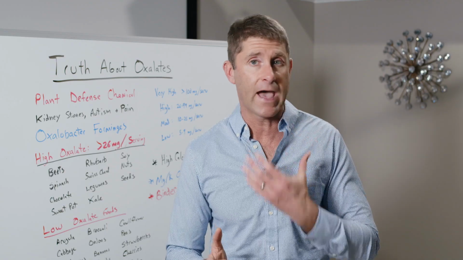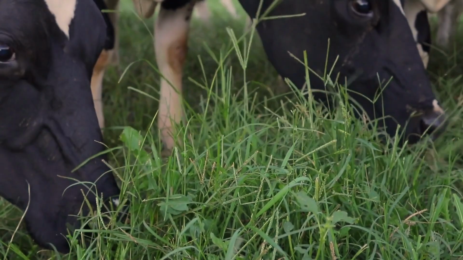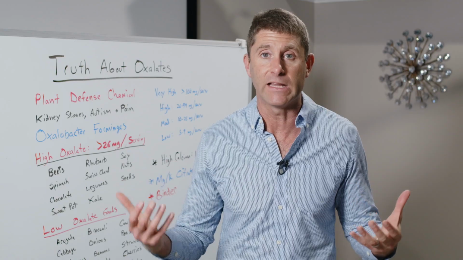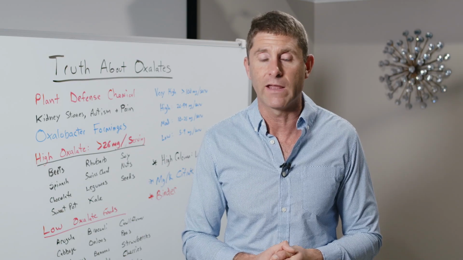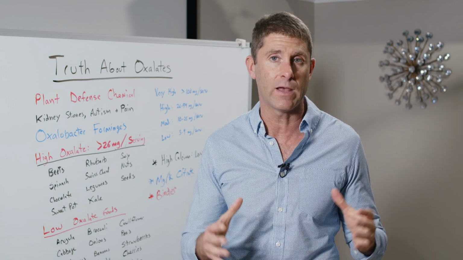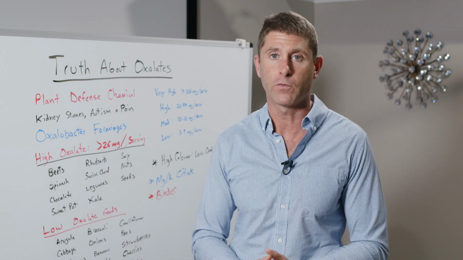And that's because cows, for example, have a lot of Oxalobacter formigenes that metabolizes the oxalates. They're eating plants, they're eating grass typically, ideally, which is higher in oxalate. And they're consuming that, but they've got a lot of this bacteria which breaks it down and metabolizes it and creates postbiotic nutrients that make the cow more healthy. And so that's the way it's supposed to be.